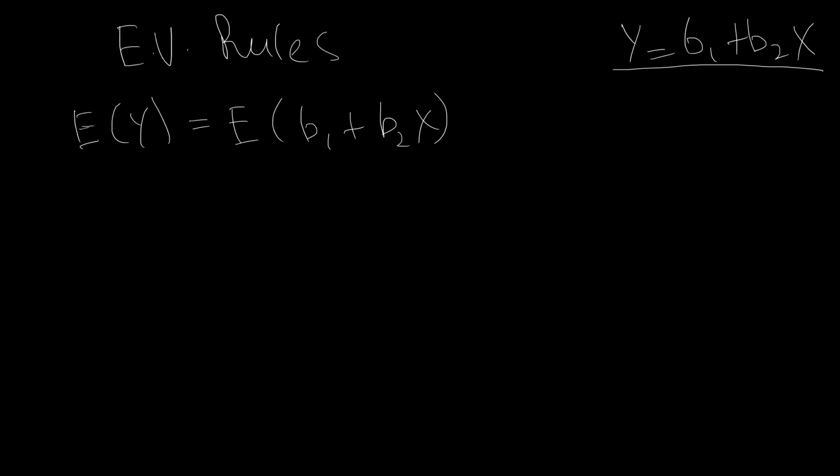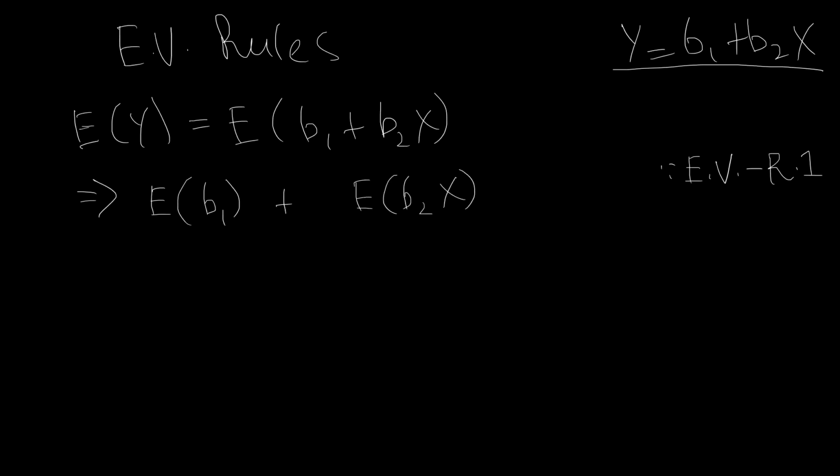Okay, now using expected value rule number one, as always we have to explain why we are doing what we're doing. So using the first expected value rule, we're just going to split this up into two components. So we get the expected value of b1 plus the expected value of b2 times x.